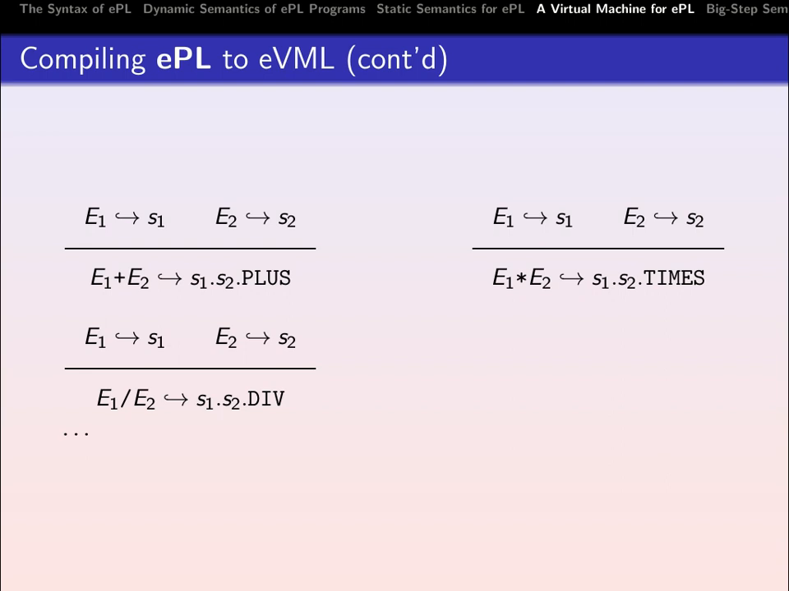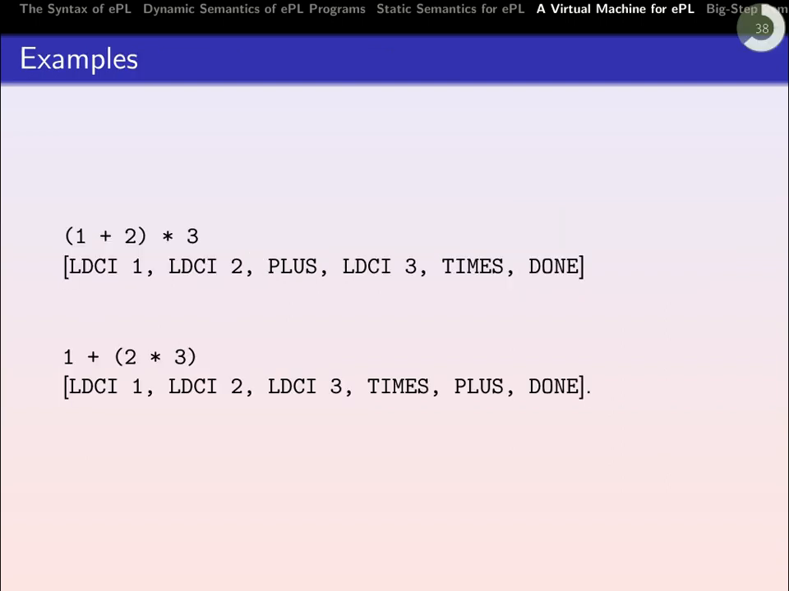So let's see an example. I have 1 plus 2 times 3, right? So this compiles into LDCI 1, LDCI 2, plus, LDCI 3, times, done.